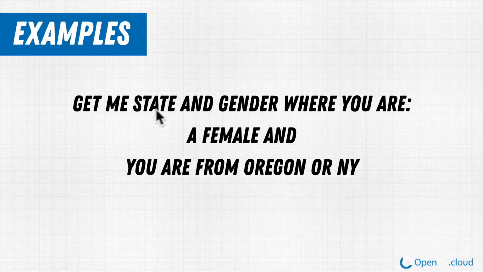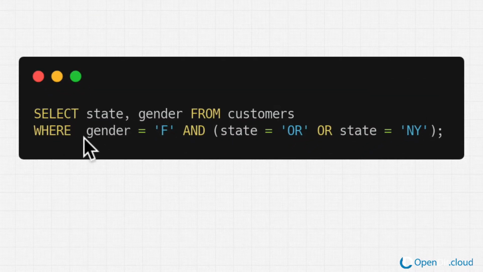Here we're saying, get me state and gender where you are a female and you are from Oregon or New York. And so now I can hear you thinking, well, those two queries, they did the exact same thing. Yes, they did. But when we want to explain our query as a phrase, we want to explain it in a way that reflects the way it was written, even though the results are the same. They are written differently. Here we can see that we are saying where the gender is female and then we use the parentheses to create importance. So that's why we write it differently.